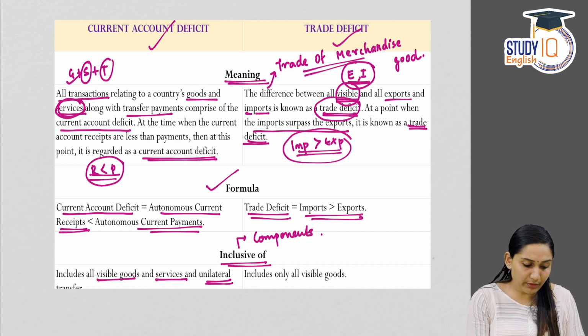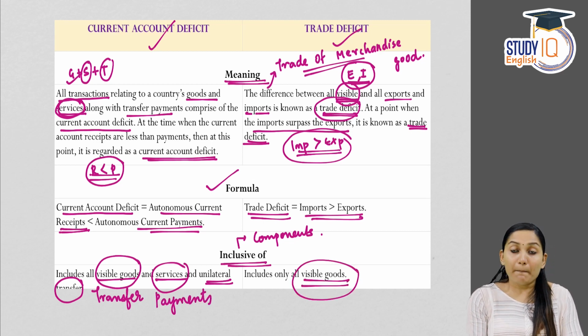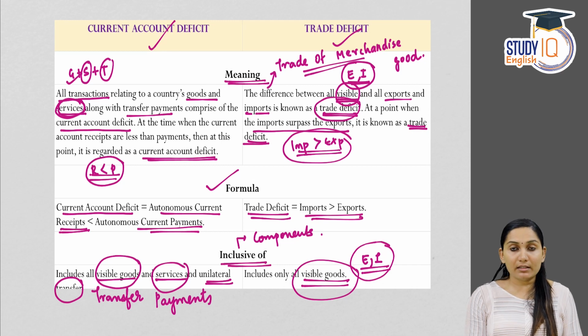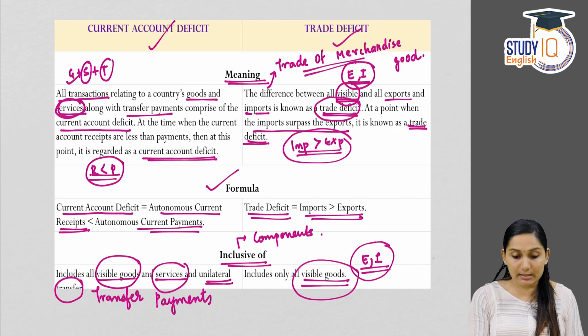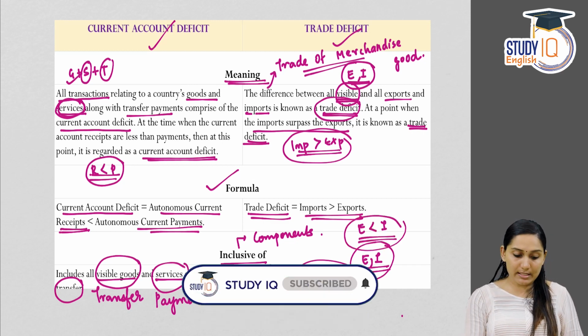In the case of a current account deficit, it contains all visible goods, then services and unilateral transfers, that is transfer payments. Now, trade deficit includes only visible goods, that is merchandise goods. Export and import are the only two factors that make up the trade balance. If the trade balance is unfavorable, that is if exports are less than imports, then it is a trade deficit. So, this is the difference between trade deficit and current account deficit.